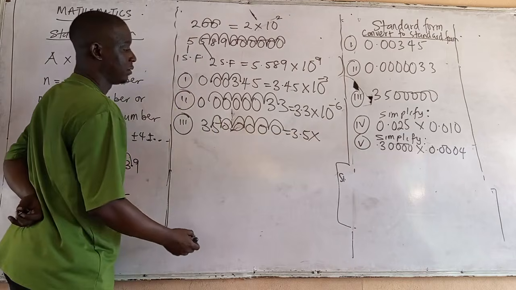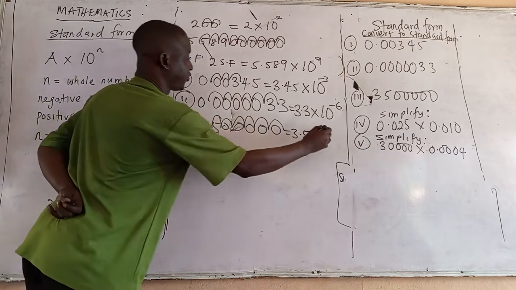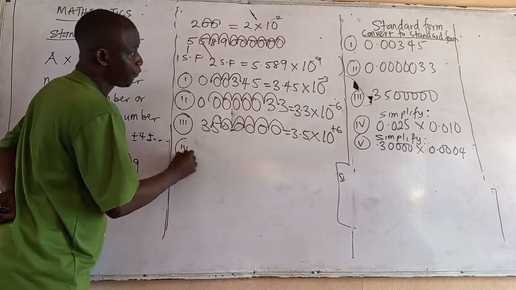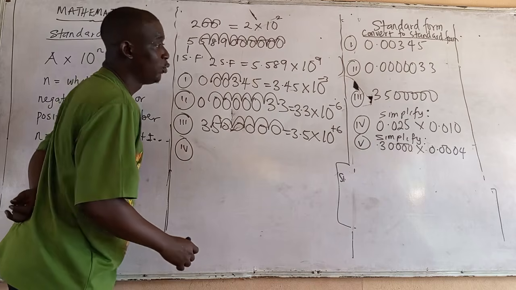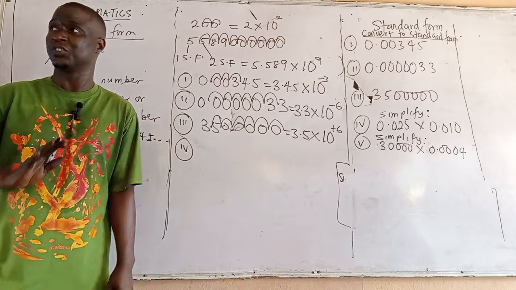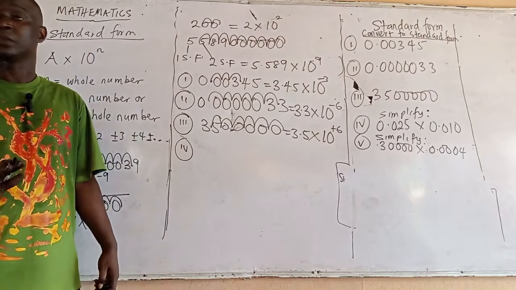3.5 times what? I have to pick up 6. It plus 6, Abi? Excellent. Then the fourth one, quickly. Now this fourth one is a little bit tricky; expect this kind of question in your exam.